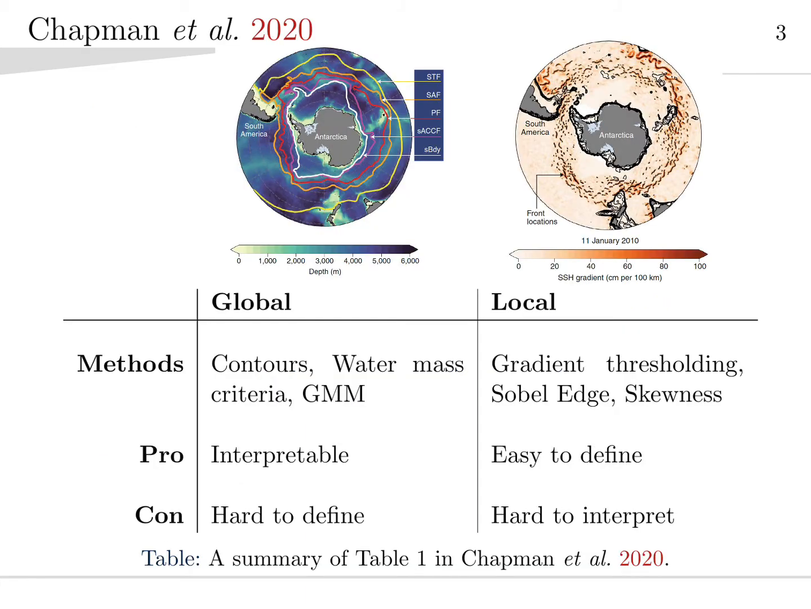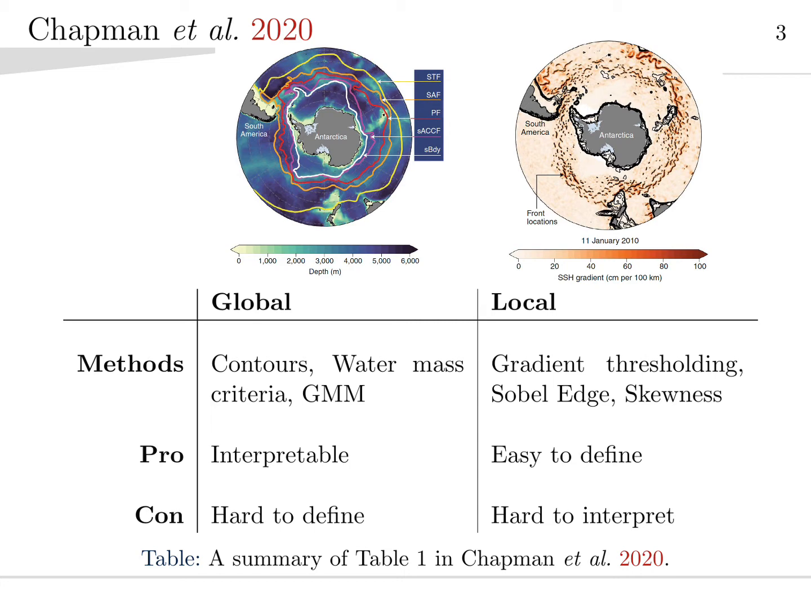To look at this difference between these two different views of fronts more carefully, we can look at Chris Chapman's paper and see that he defines the global and the local definitions of fronts, and these are two example images of that. So what we've got is various methods such as the contour method, the water mass criteria, and I'm introducing Gaussian Mixture Modeling, which are all global methods because they allow the algorithm that we're using to have all of the data from all over the ocean to define where those boundaries between different fronts should be.